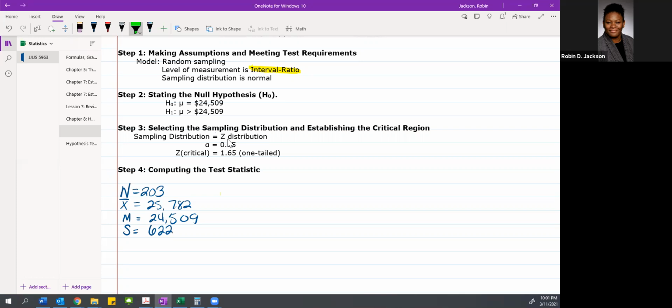You say which sampling distribution you're using. You need to put the alpha symbol. I don't know how well you can see that, but it's the alpha symbol. So you would put that. If you can't put that, let's say whatever program you're working in, you have a really hard time finding it.